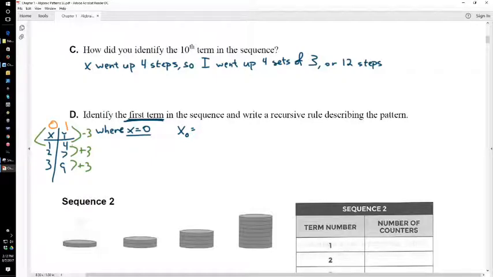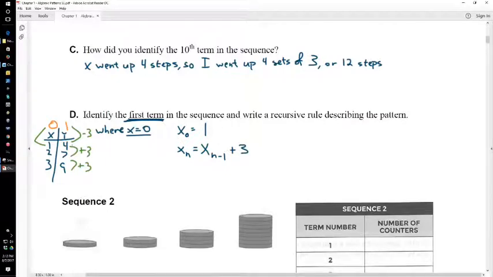Here, let me be consistent with my colors. X of n, x of any number that I want, I will take the previous term, so x of n minus 1. And what did we do from one step to the other? We added 3. What did we do from this step to this step, and then to the next step, and to the next step? We added 3. So we are going to add 3, and that's our recursive rule.